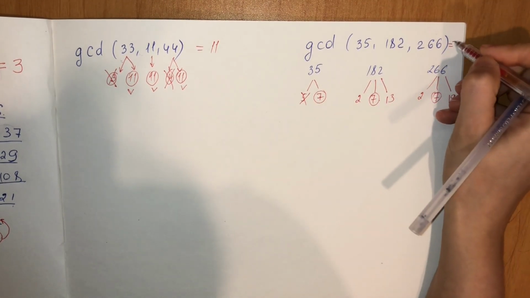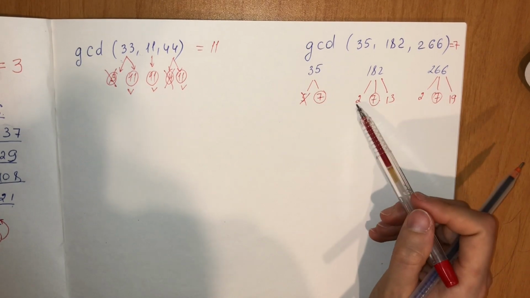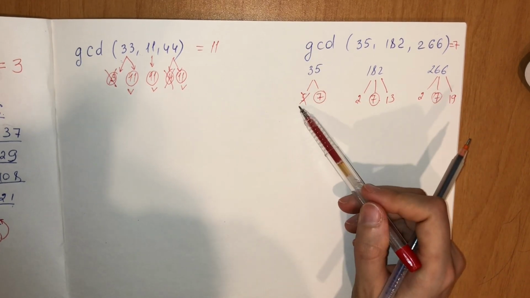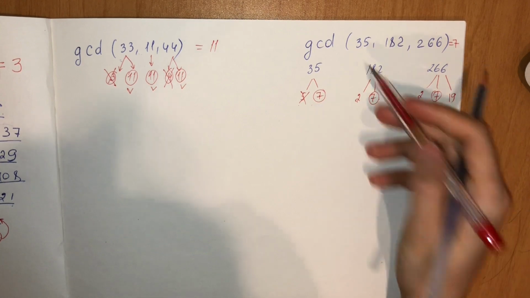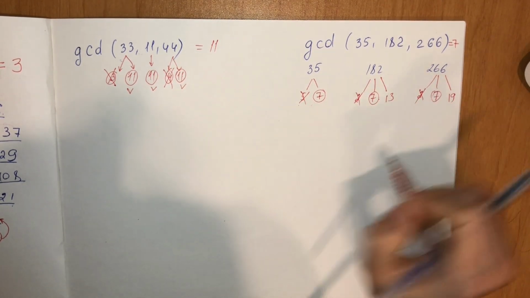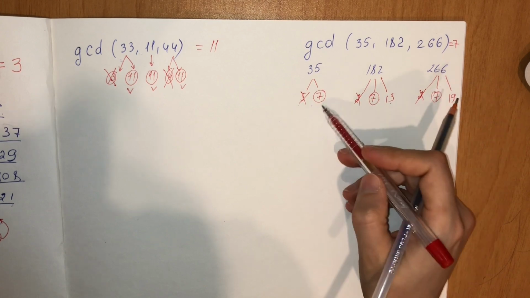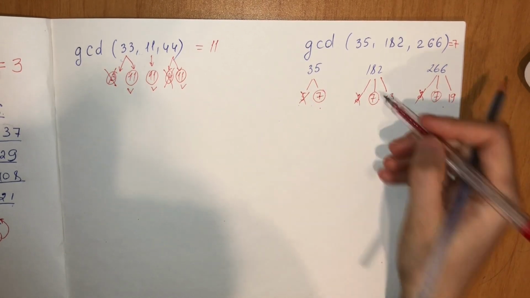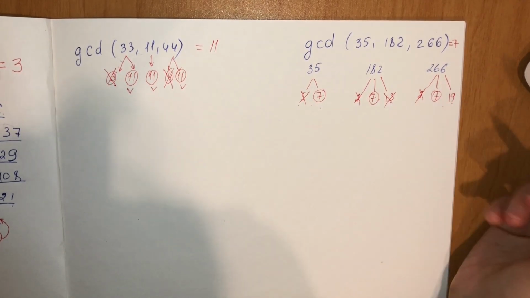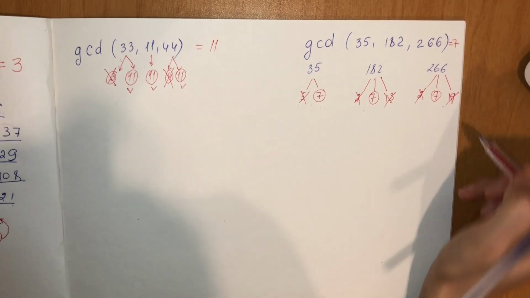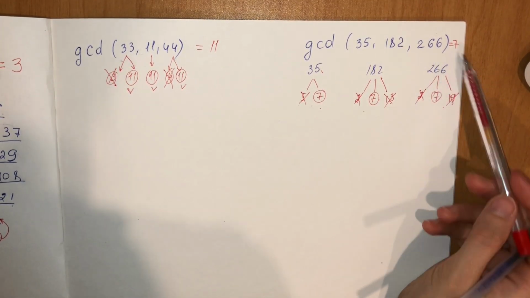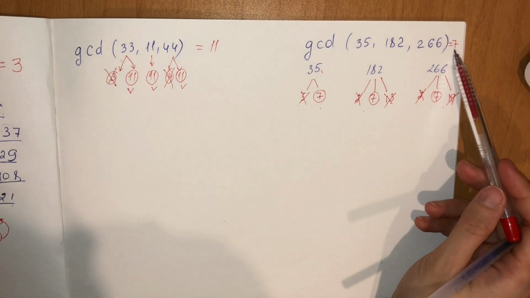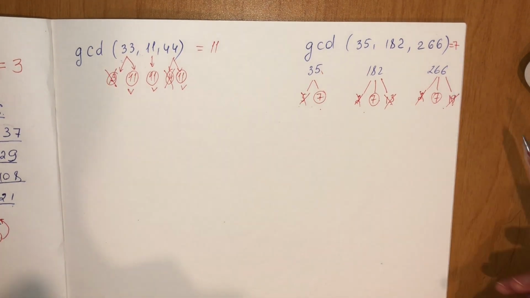Let's write down 7. And here 2, no, 2 is here, but it does not take part here. So 2 also not. 13, no, 13, no. Okay, 19, no, 19, no. So the greatest common divisor of these three numbers is only 7.